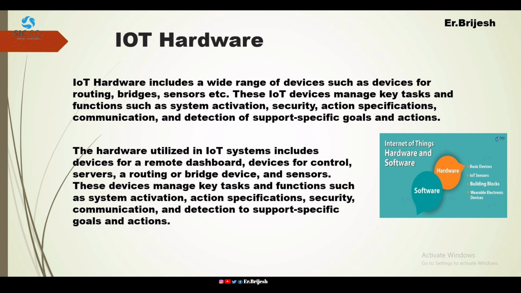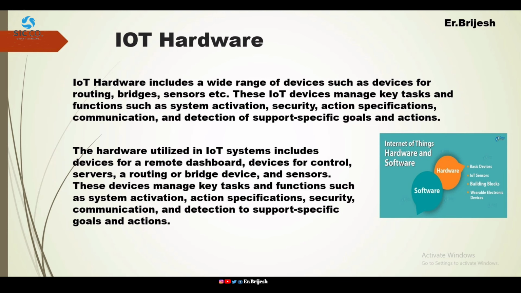So these devices provide the communication and detection of your system, that is the main part of your system. The hardware utilized in IoT systems includes devices for a remote dashboard, device for control, servers, a routing or bridge device, and sensor. These devices manage key tasks and functions such as system activation, action specification, security, communication, and detection to support specific goals and actions. So you can see.